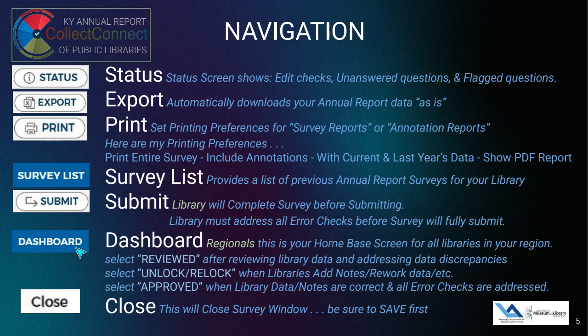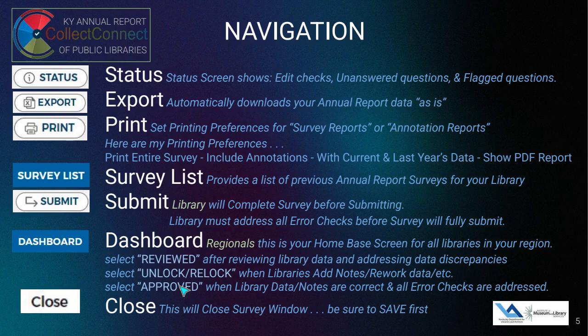Okay, the dashboard, regionals. This is your home-based screen for all your libraries in your region. You can select reviewed, unlock, relock, approved. The regional will go through the data that is provided by each of their libraries in their region. If there's a question, they will flag it, they will email, they will reach out to try and help determine the correct answer or answer any questions so that the survey is complete before you hit submit. The regional can also unlock the data to allow libraries to add notes or rework their information.